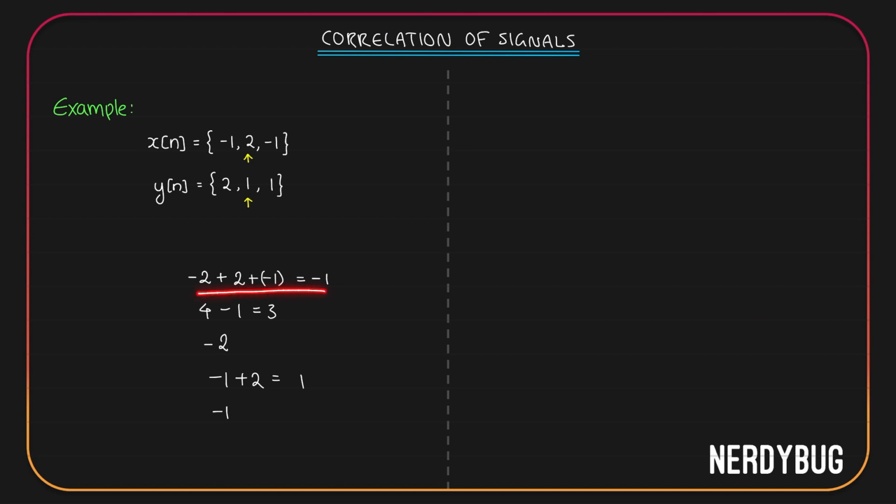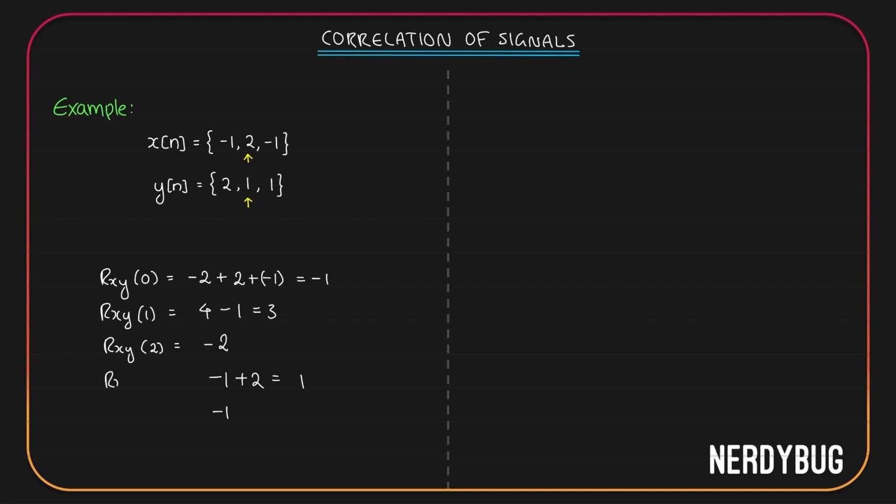Now we got this when there was no shifting. So I will call it Rxy of 0. I got this when I shifted y of n by one sample towards the right. So I'll call it Rxy of 1. The next one will be called Rxy of 2. We got the next one when y of n was shifted one sample to the left.